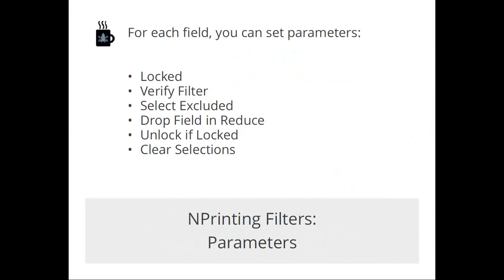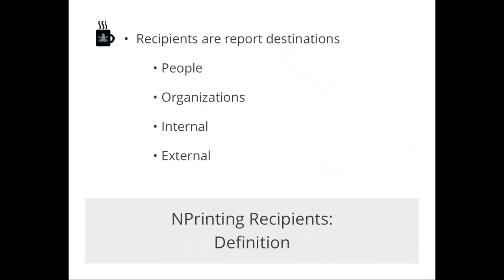So here's some filter parameters that we'll go through in the training this morning directly here shortly. These are the types, but we'll talk about them in more detail when we actually do the creation of filters later in the training this morning. And we'll talk about recipients. It's important to note that recipients can be people, organizations, internal, external.